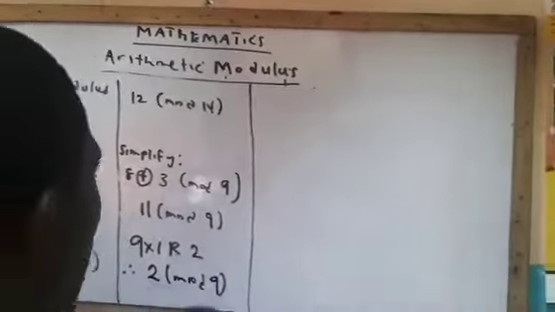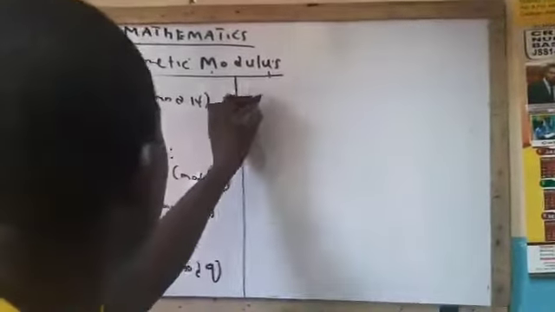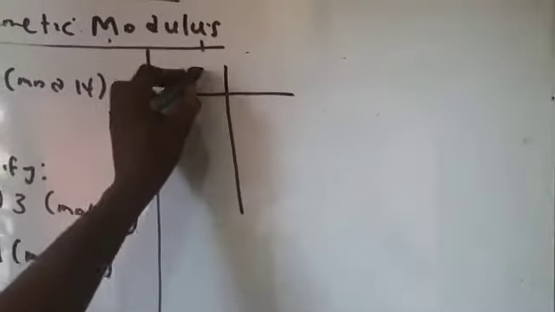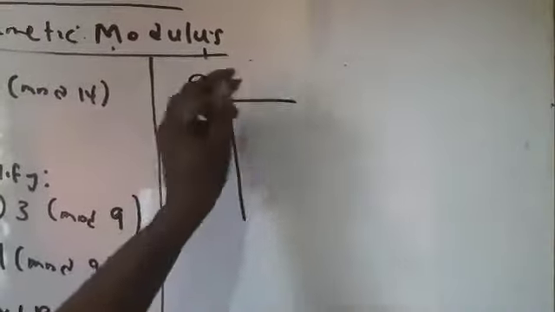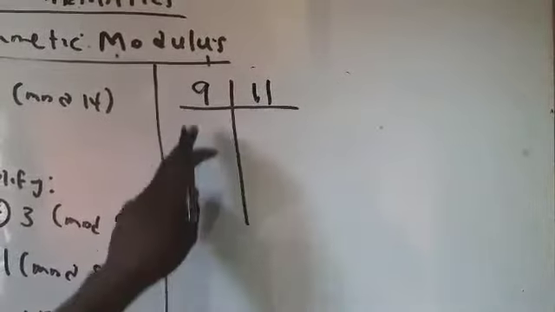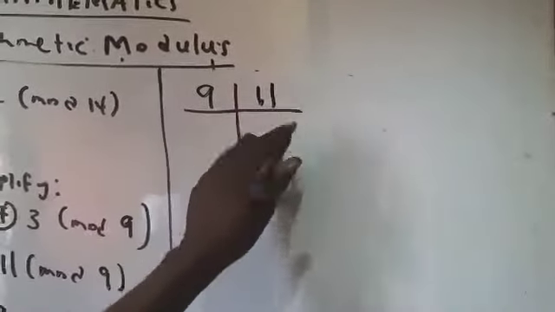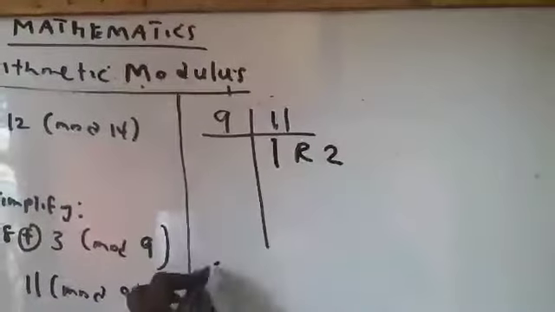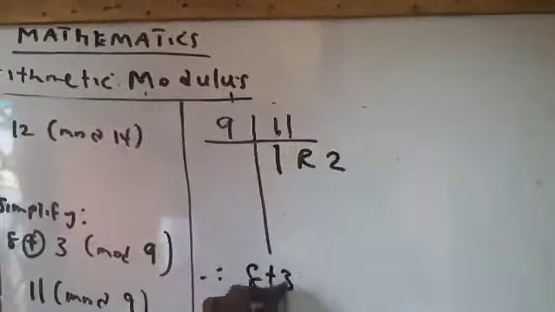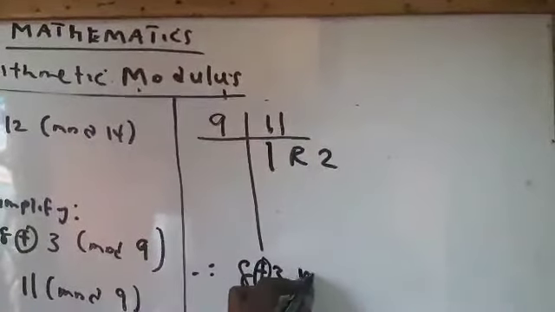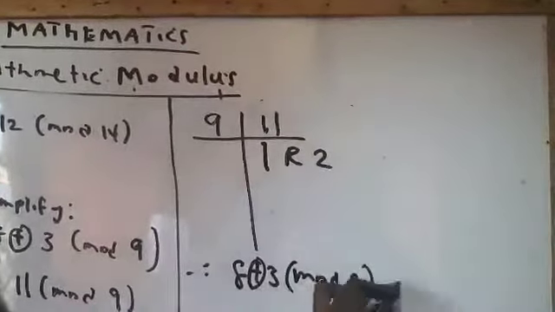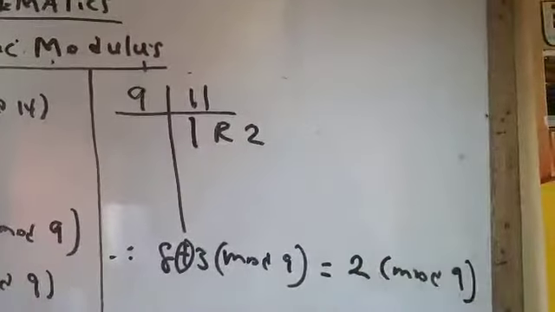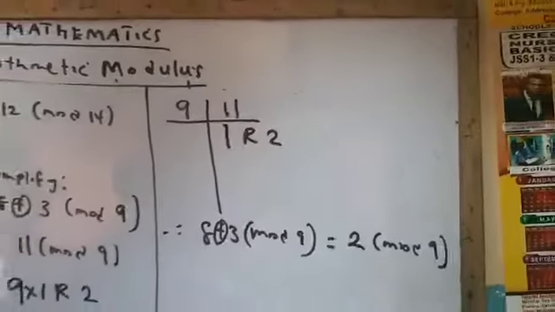If you don't want to solve using this pattern, you can use the long division pattern as given in rule 2. So this place becomes the given modulus, and this place becomes the integer we got from the operation. 9 in 11 is what? 1, remainder 2. So therefore, 8 plus 3 mod 9 gives us 2 mod 9 as my final answer.